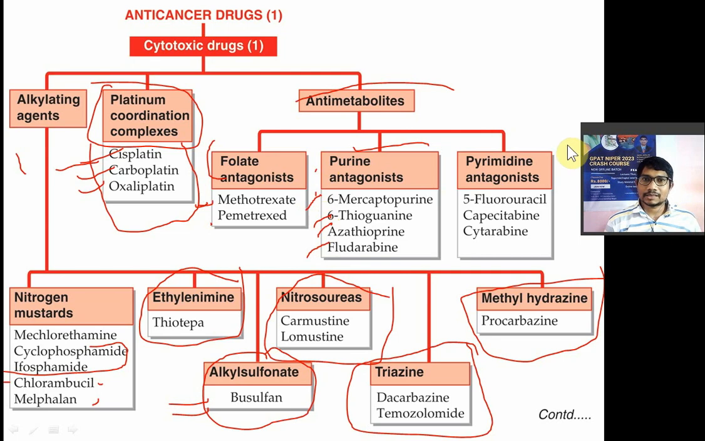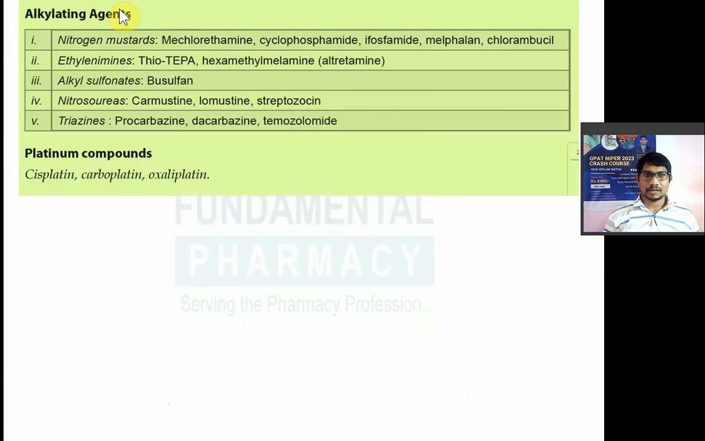Okay. Now next in the antimetabolites, that is the pyrimidine antagonists. In that you have 5-fluorouracil, capecitabine, and cytarabine. So this capecitabine is nothing but a prodrug of 5-fluorouracil. It is given by oral route. Now we'll see another important point from these anti-cancer drugs.